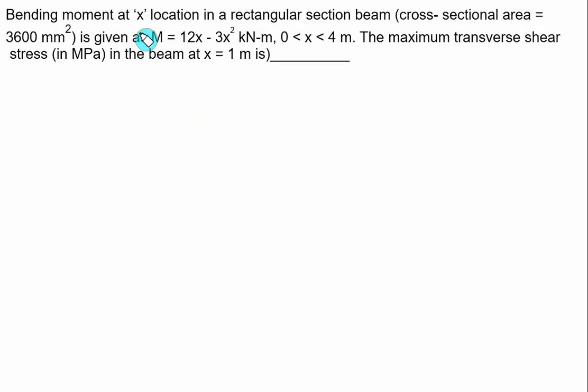A bending moment at location x in a rectangular section beam, cross-sectional area equal to 3600 mm squared, is given as M equal to 12x minus 3x squared for a limit of 0 to 4 meter. It means that the length of the beam is equal to 4 meter. The maximum transverse shear stress in megapascal in the beam we have to calculate at x equal to 1 meter.